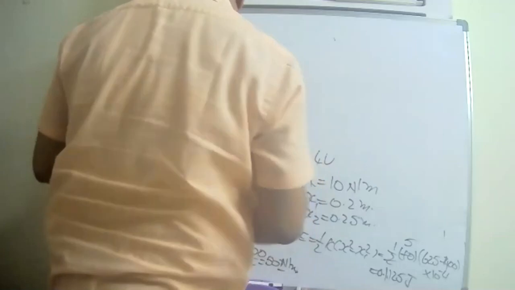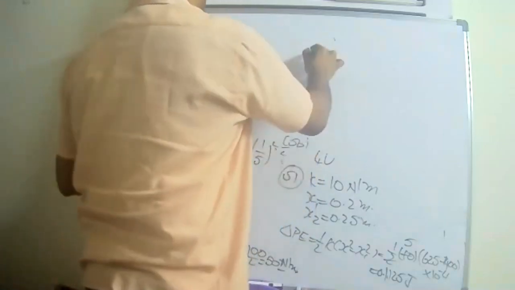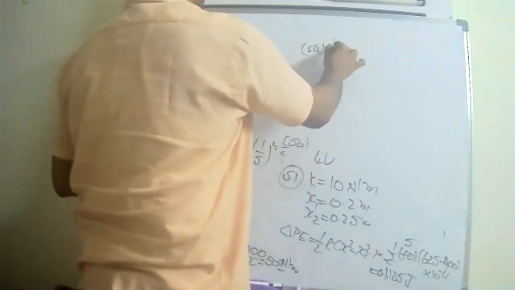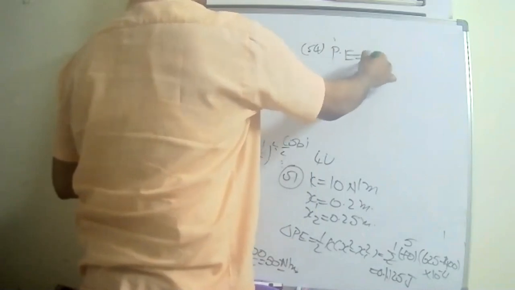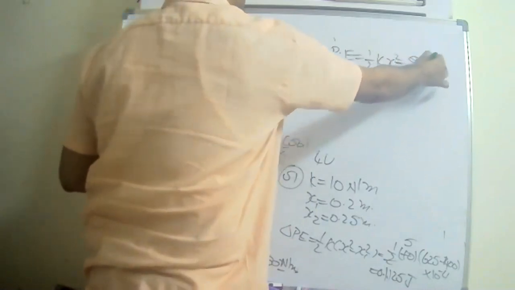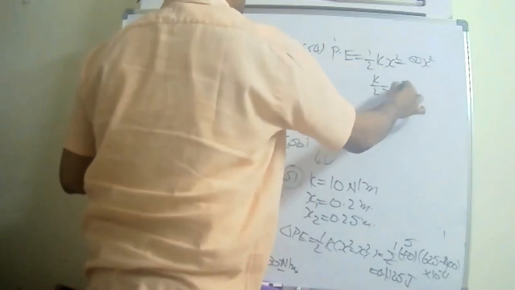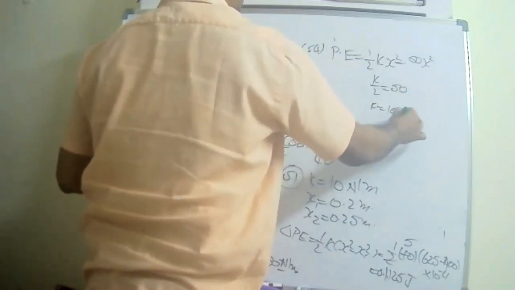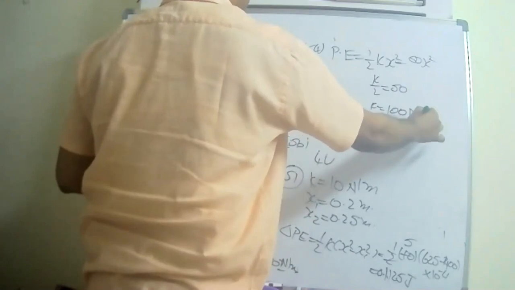The elastic potential energy of a stretched spring is half k x square, that is equal to 50 x square. So k by 2 is equal to 50, k is equal to 100 Newton per meter.